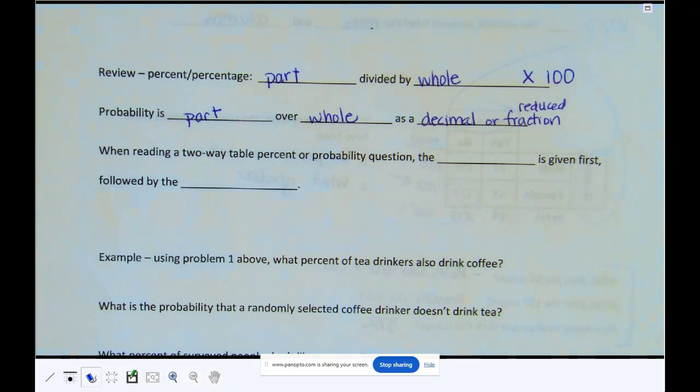Let me give you a couple examples. These are not related to two-way tables. Okay, nope. I just want your eyeballs up here.